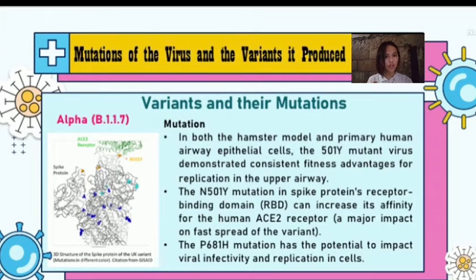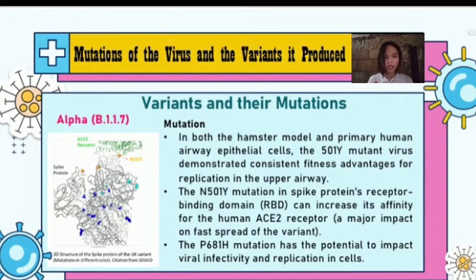When we talk about its mutations, in both the hamster model and primary human airway epithelial cells, the 501Y mutant virus demonstrated consistent fitness advantages for replication in the upper airway. The N501Y mutation in the spike protein's receptor binding domain can increase its affinity for the human ACE2 receptor, so it has a major impact on the fast spread of the variant. The P68-1H mutation has the potential to impact viral infectivity and replication in cells.